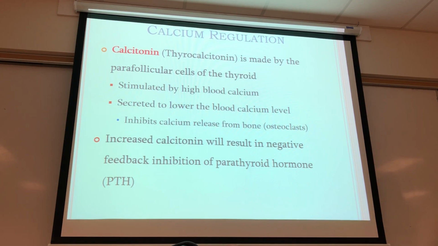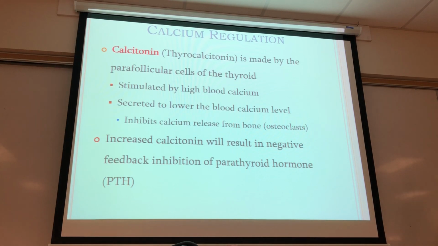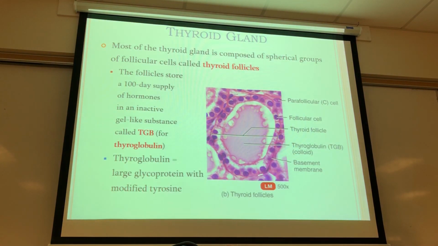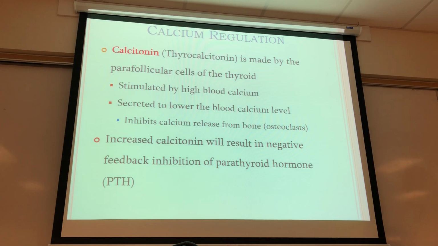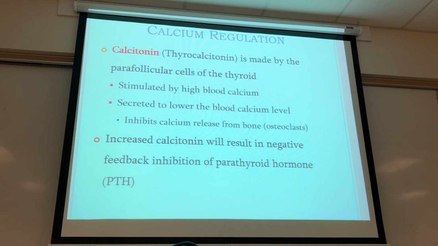Let's look at calcium regulation. As I mentioned earlier, the follicular cells are involved in the production of T3 and T4. Now the parafollicular cells, the cells surrounding the follicular cells, are involved in regulation of calcium. The hormone involved is called calcitonin, or thyrocalcitonin, simply because calcitonin is still produced by the thyroid, but for the purposes of regulating calcium levels.